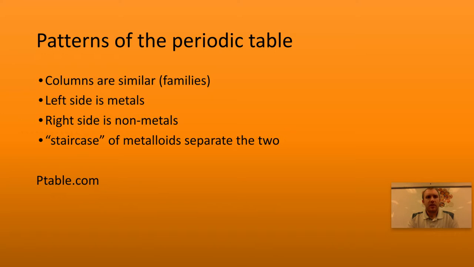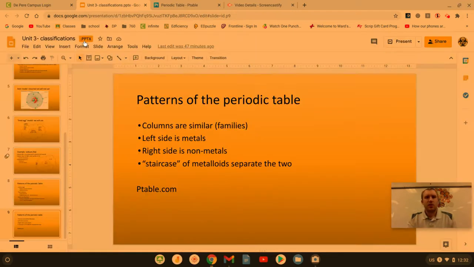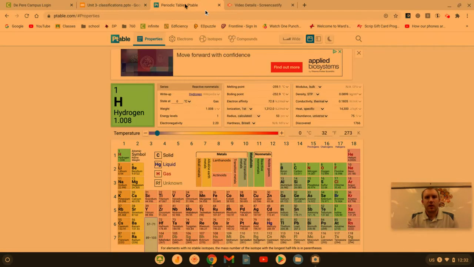Now, some more patterns. The columns are very similar. I called them families. I'll describe that in just a little bit. The left side is metals, the right side is nonmetals, and the staircase of metalloids is what separates the two. So let's switch over. By this point, you've already looked at the P table a little bit. So here's what I mean.